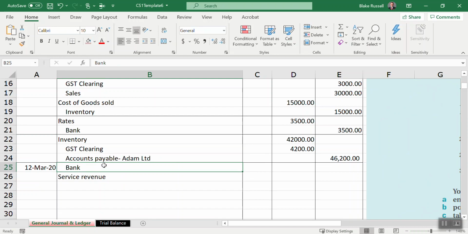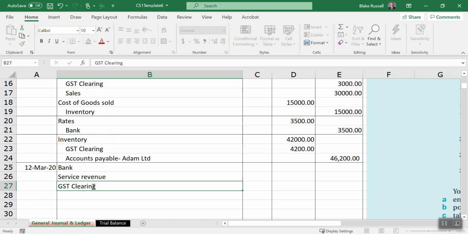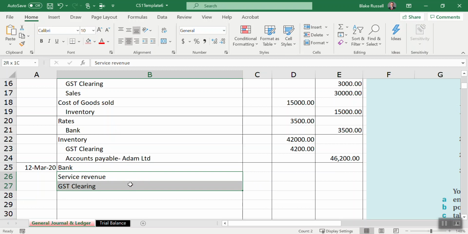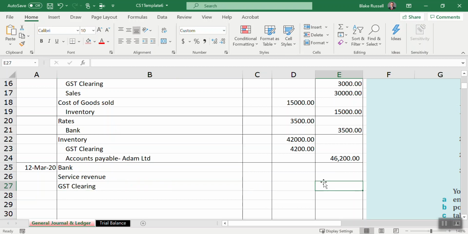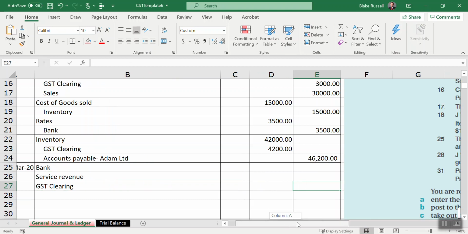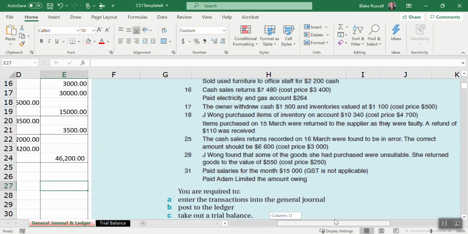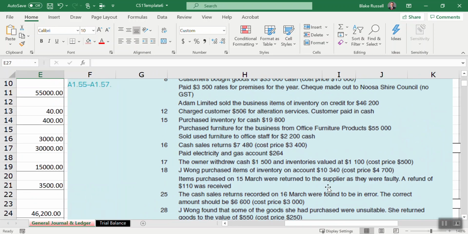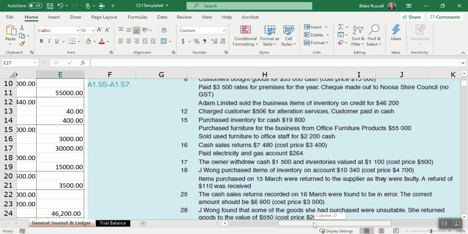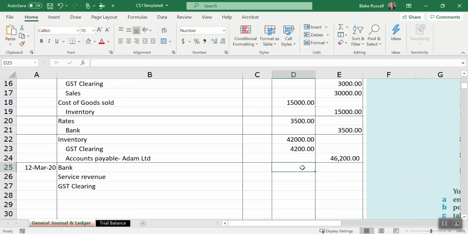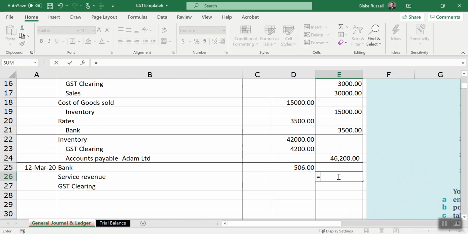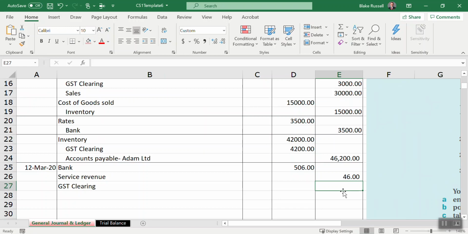So some businesses do service and that, and GST. I didn't put GST in. I'm going to put that in. Doesn't matter if GST is not in the middle. I'll put it at the bottom. Hopefully it's been credited. 506. Yeah, 5-6. So we're going to receive, that's going to be debit.